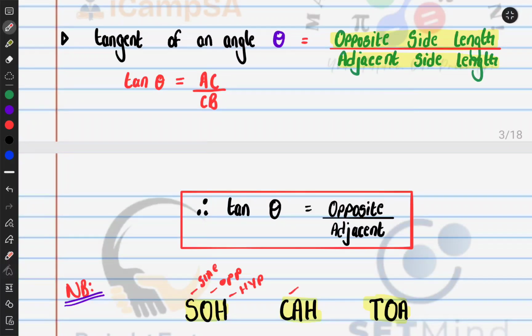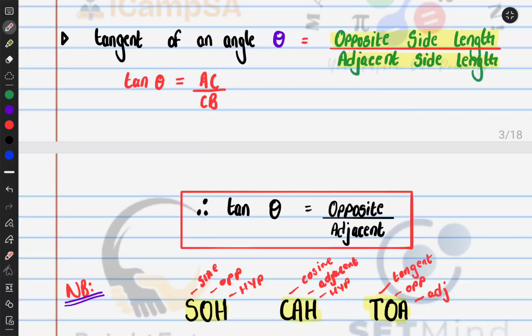And then we go to cosine. When we are looking at cosine, what are we dealing with? We're dealing with the adjacent side and the hypotenuse. And then lastly, we have TOA, which is the tangent. When we're looking at the tangent of an angle, what ratio are we looking at? It is the opposite side over the adjacent side.